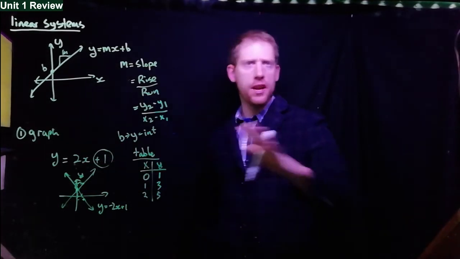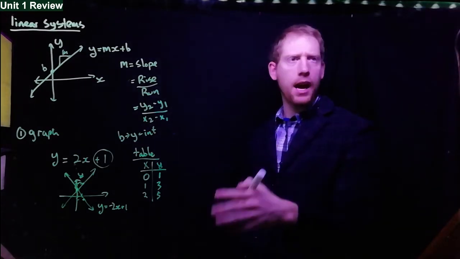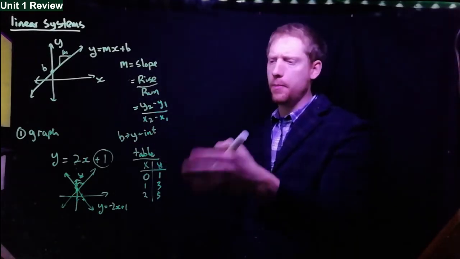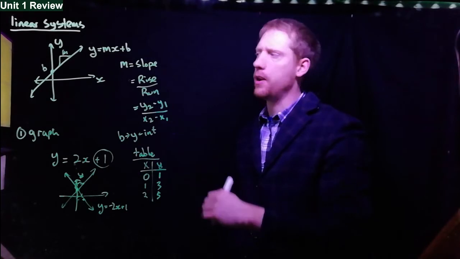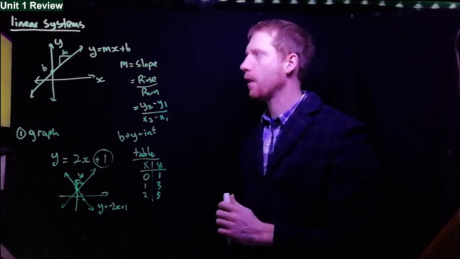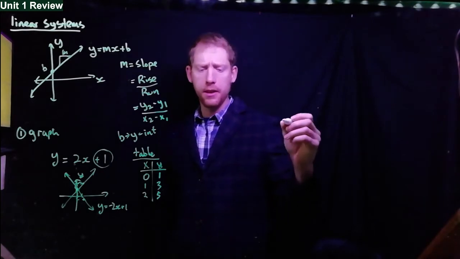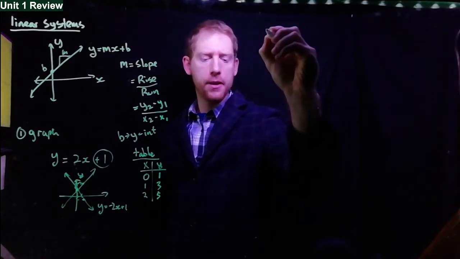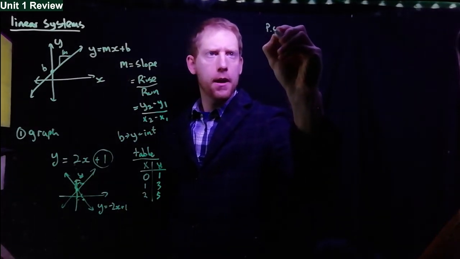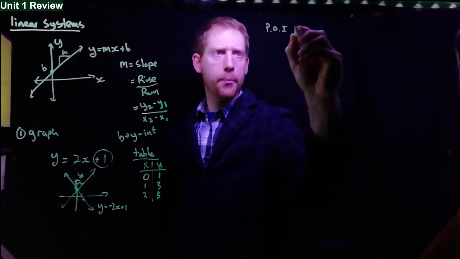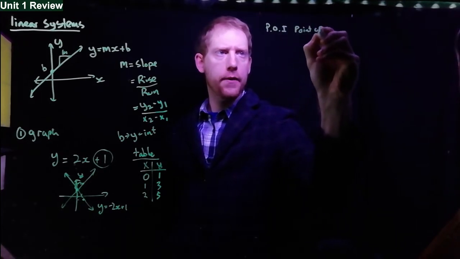So there's several ways to make a graph. Make sure you know how to do it. There's about 3 ways using these equations. Okay? Now, the idea with the linear equations is you need to find out the POI. The POI is equal to the point of intercept.